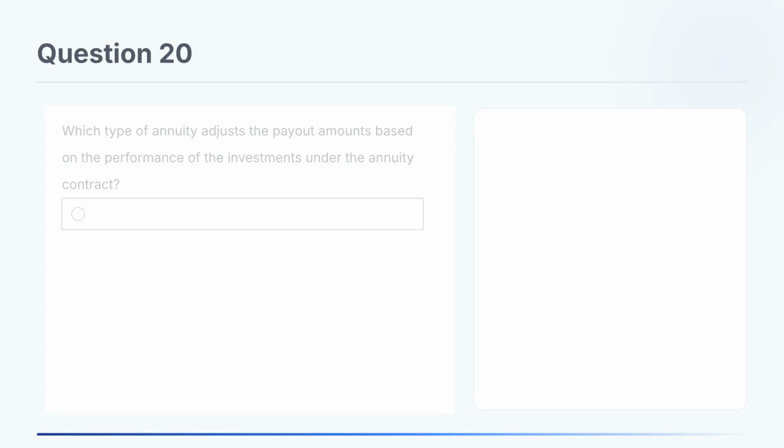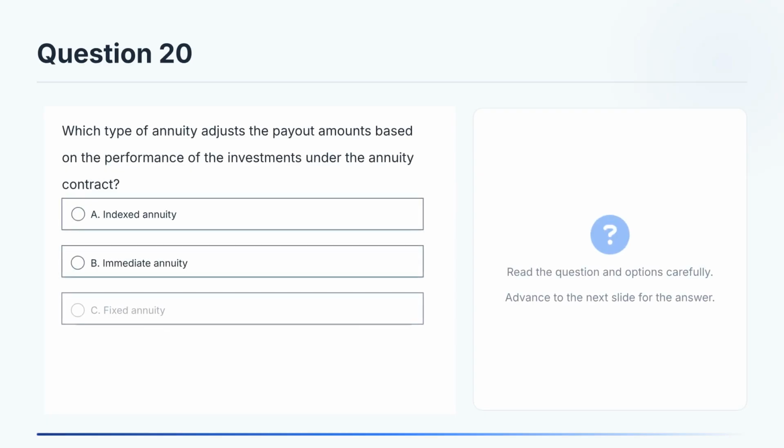Here is question 20. Which type of annuity adjusts the payout amounts based on the performance of the investments under the annuity contract? A. Indexed annuity. B. Immediate annuity. C. Fixed annuity. D. Variable annuity.